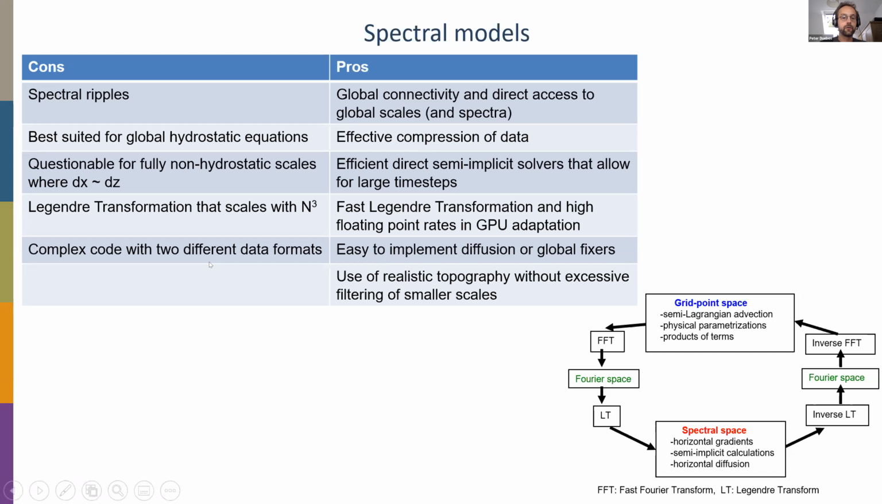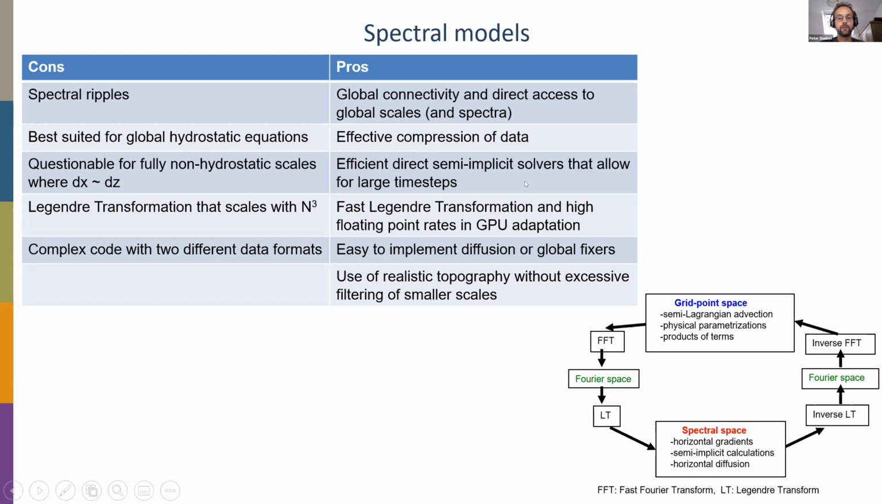And then the code is obviously also quite complex, as you have to manage those 2 worlds in parallel. On the pro side, you have global connectivity between the different scales, and you have access to the different scales as well. You can easily calculate spectra, for example. You also, via the spectral space, have a very efficient compression of data, and you can easily compress data.